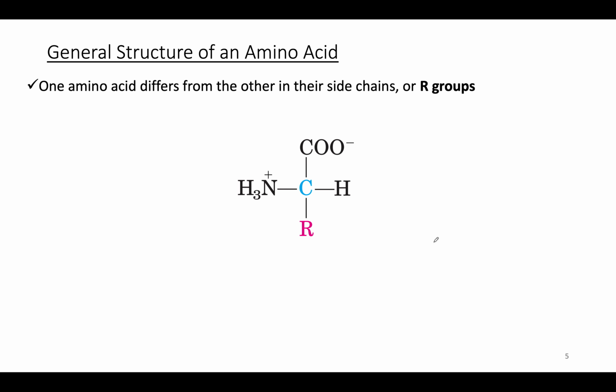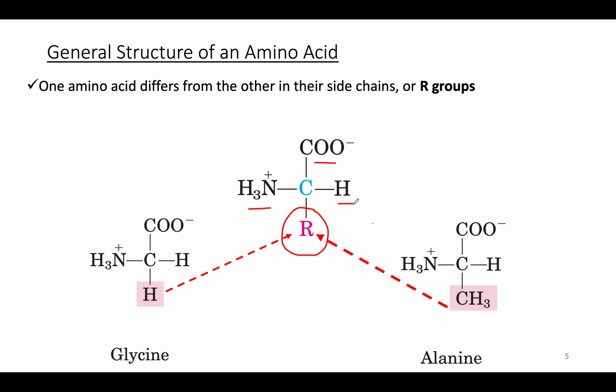If I want to summarize what I said in the previous slide, one amino acid will differ from the other amino acid in terms of the side chain only. That means all amino acids will have a carboxyl group, an amino group, and a hydrogen. Of these 20 amino acids that you need to focus on, let us take 2 out of these 20 amino acids.